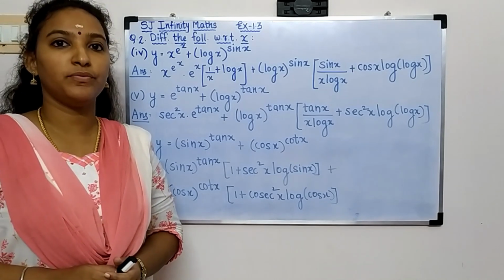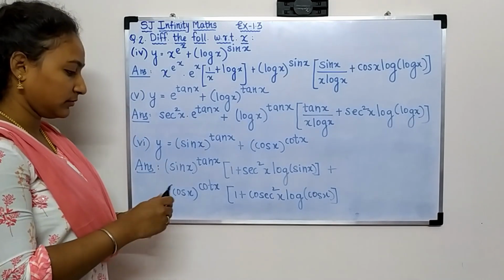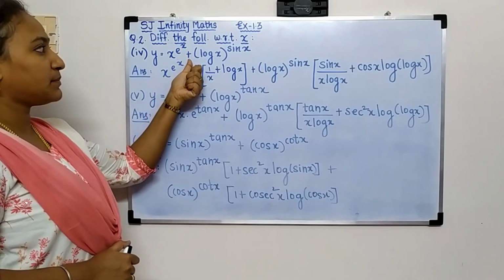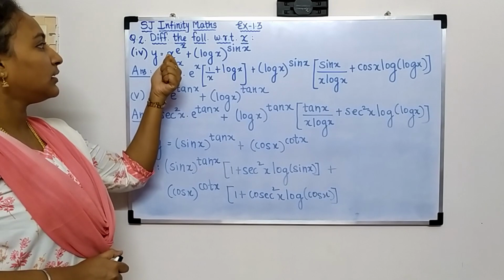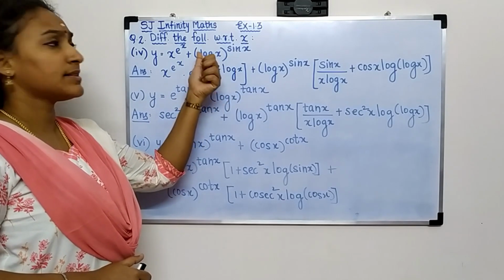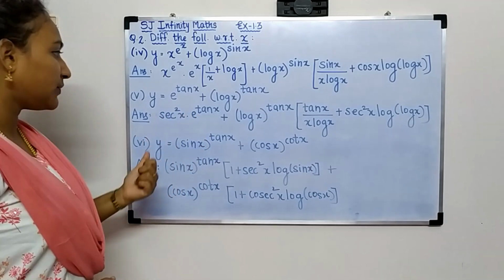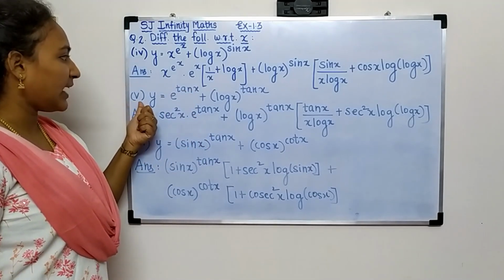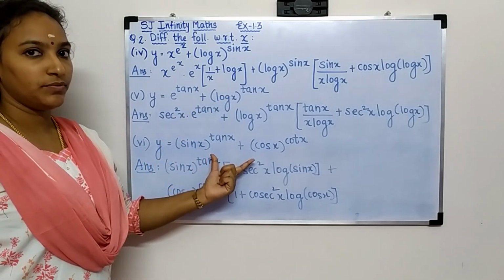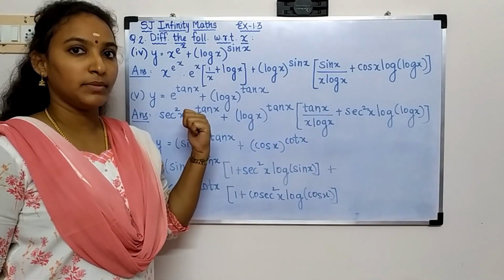Now see questions number 4, 5 and 6. In question number 4 we have x raised to e power x plus log x raised to sin x. Consider u as x raised to e power x, and v as log x raised to sin x. All the problems are of the similar type. In question number 5 also we have addition of two functions, and in question number 6 also we have addition of two functions. Already we have solved cos x raised to cot x in question number 3.